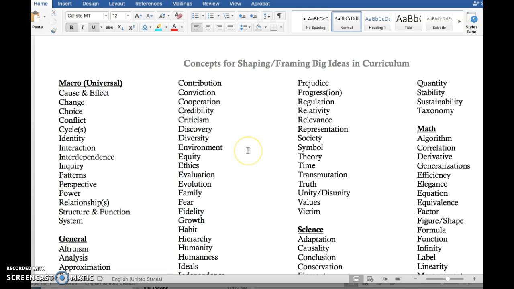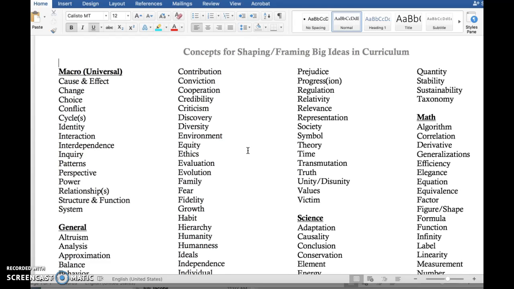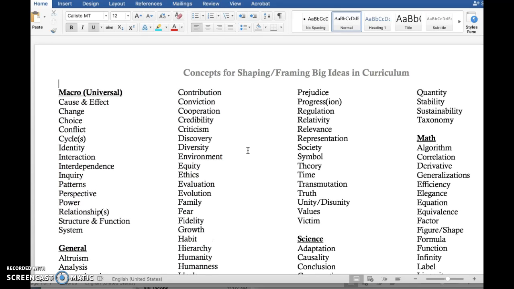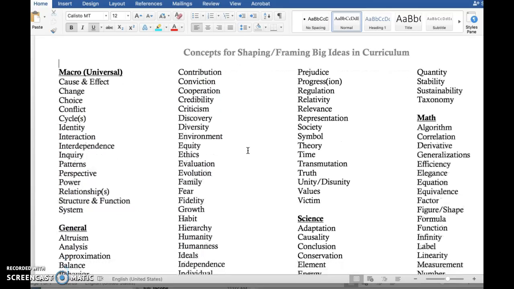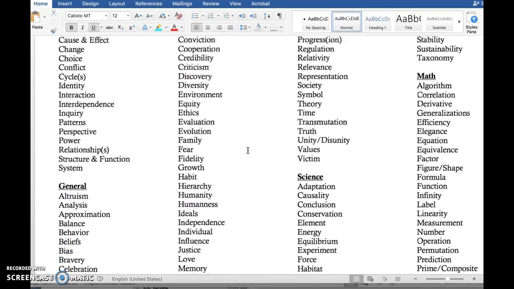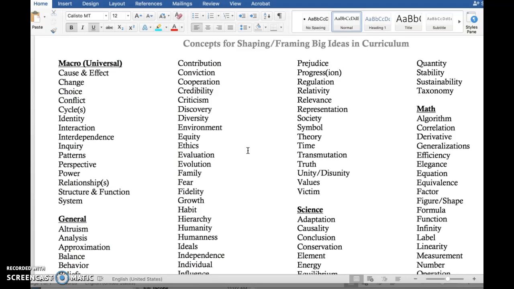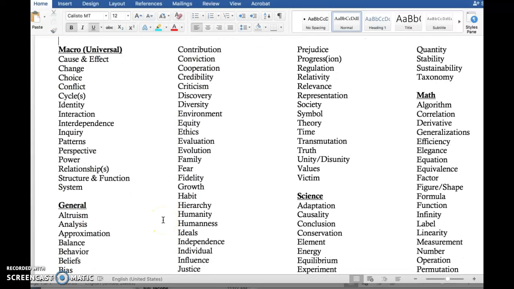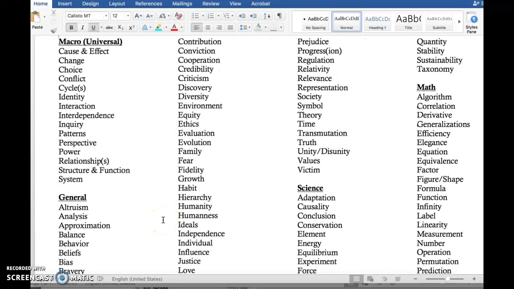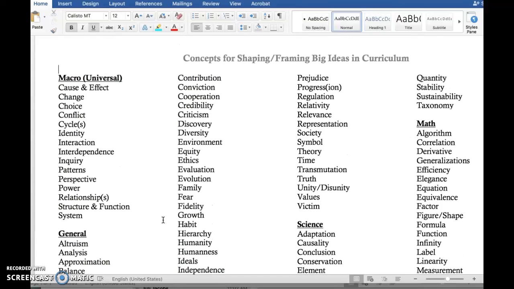I've compiled over the years a kind of mother list of concepts for shaping and framing big ideas in curriculum. I use this a lot when I train people on Understanding by Design. This isn't a hard and fast list, and I admit that I don't necessarily have definitions for my general concepts here. But it's a pretty good comprehensive list of different concepts.